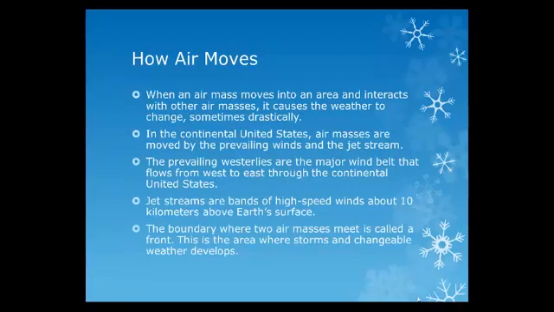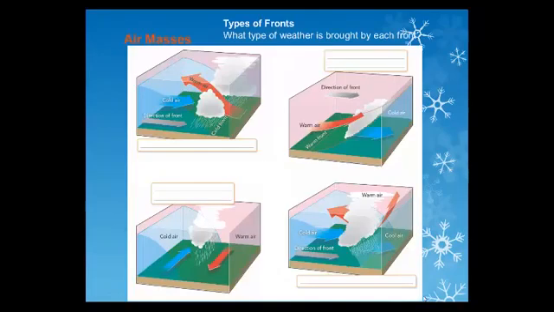The boundary where two air masses come in contact with one another is called a front. And the fronts are areas where storms and changeable weather often develop. So looking at this picture, we have 4 types of frontal boundaries that occur. These are areas where air masses come in contact with one another. The first one in the upper left-hand corner shows an area of cooler air pushing into an area of warmer air. And remember, cool air is more dense, so it works a little bit like a bully, where it just pushes its way in and moves things out of its way.